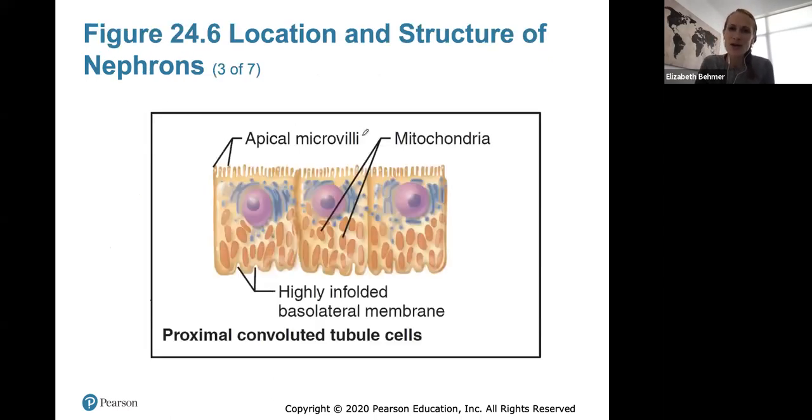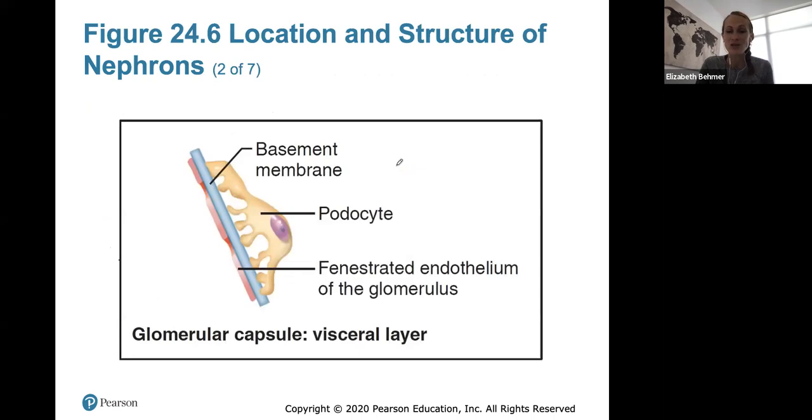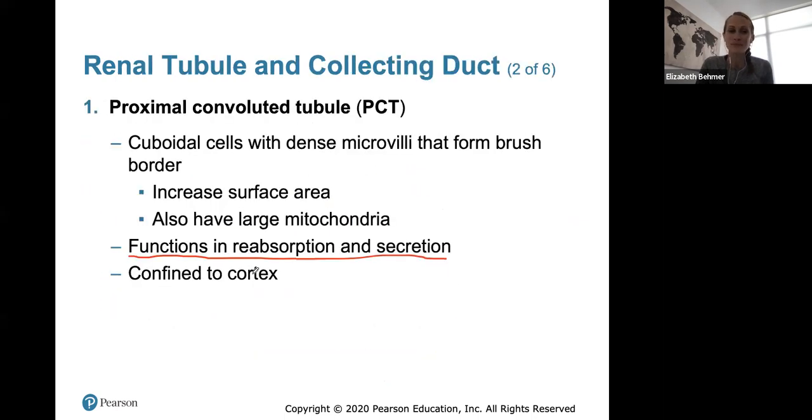So you should know the structure of the cells that make up each of these tubules as well. Your proximal convoluted tubule is made up of these cuboid shaped cells with the brush border. And you might see a picture of these cells on your lecture exam. So you should know that these cuboid shaped cells with the microvilli are part of the proximal convoluted tubule. You should know that the parietal layer and then this visceral layer will make up the glomerular capsule.